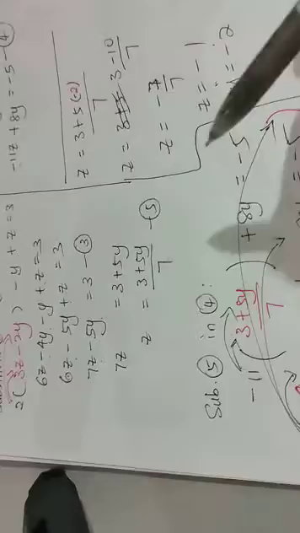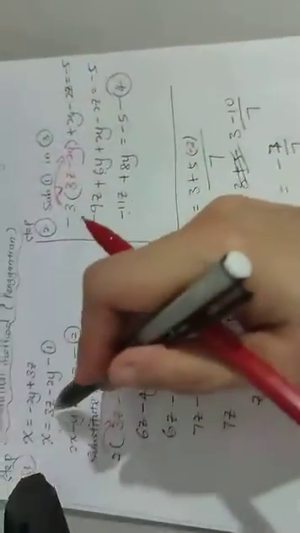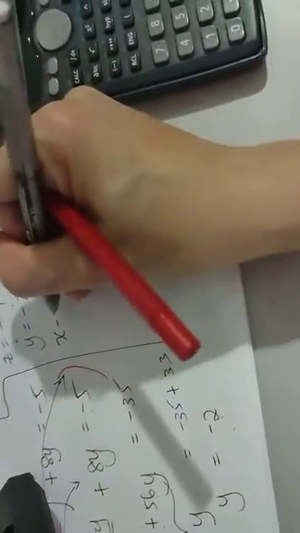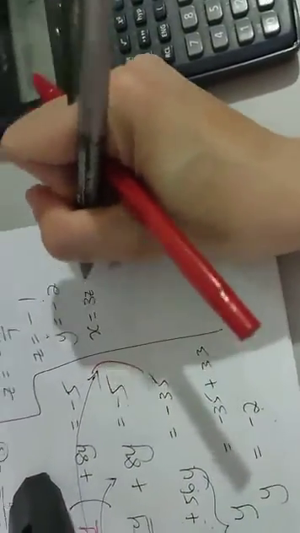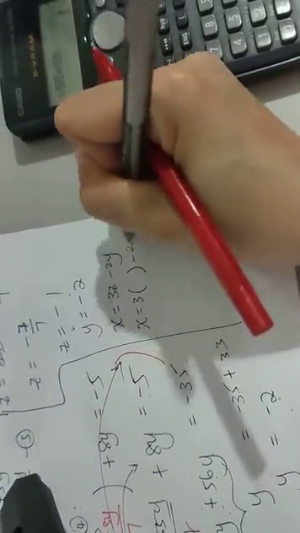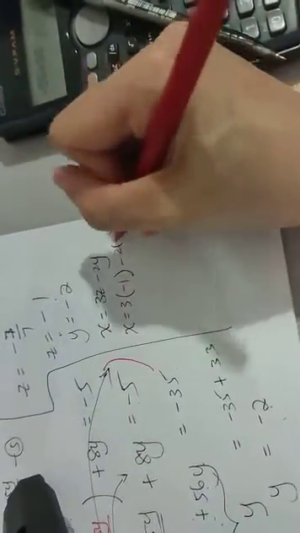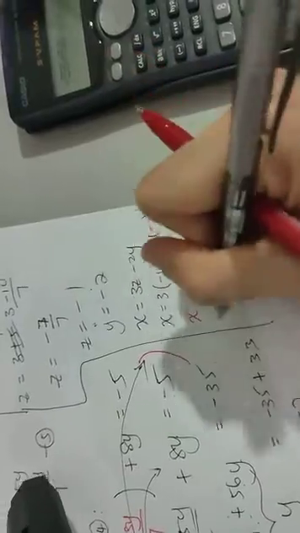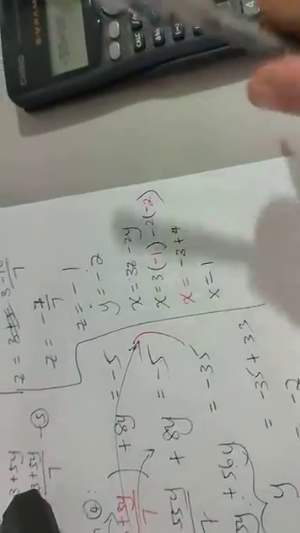How to get your x? From the first equation, our x is 3z minus 2y. So x equals 3z minus 2y, with z negative 1 and y negative 2. Press the calculator. You will get negative 3 plus 4. So x equals 1. Okay, so let's check the answer.